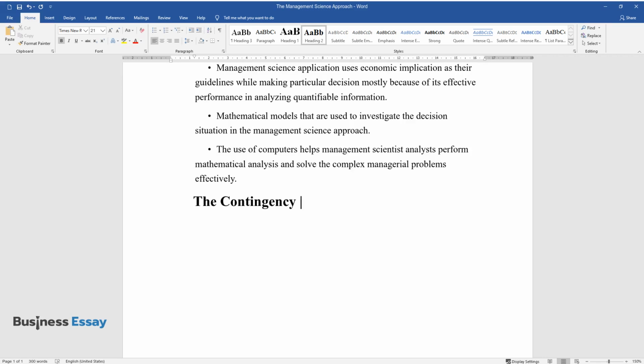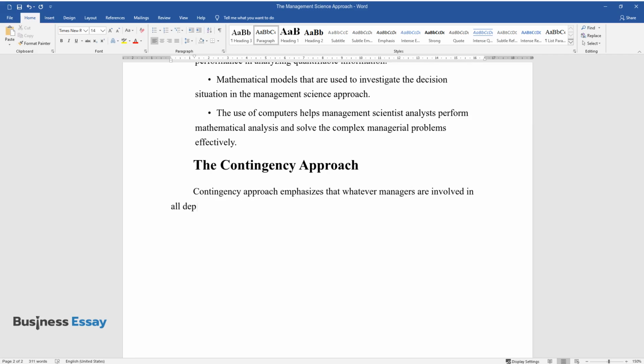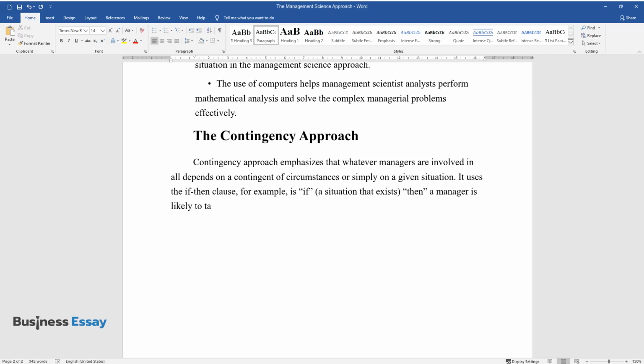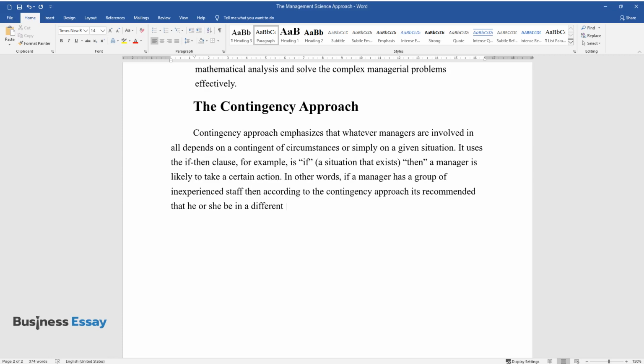The contingency approach. The contingency approach emphasizes that whatever managers are involved in all depends on a contingent of circumstances, or simply on a given situation. It uses the if-then clause. For example, if a situation exists, then a manager is likely to take a certain action. In other words, if a manager has a group of inexperienced staff, then according to the contingency approach, it's recommended that he or she act differently than when the staff is experienced.